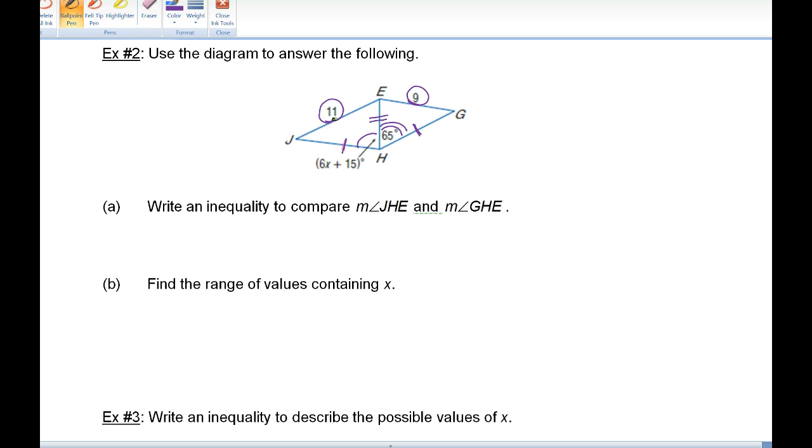So write an inequality to compare the measure of angle JHE and the measure of angle GHE. So GHE is less than JHE. It doesn't really matter how you write it. You can write JHE is greater than the measure of angle GHE, or GHE is less than JHE, same thing.